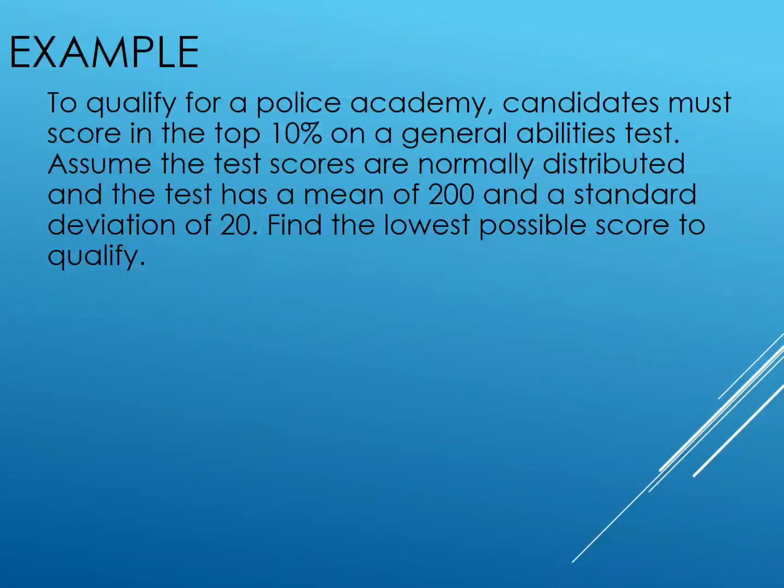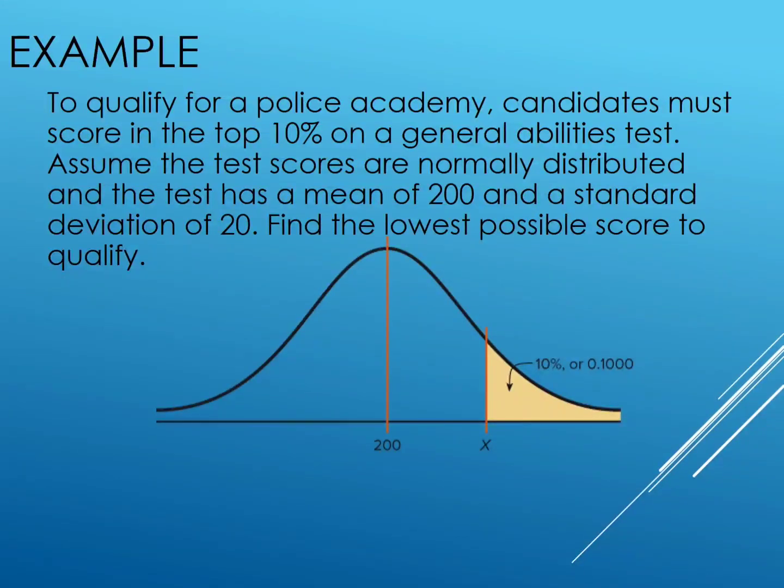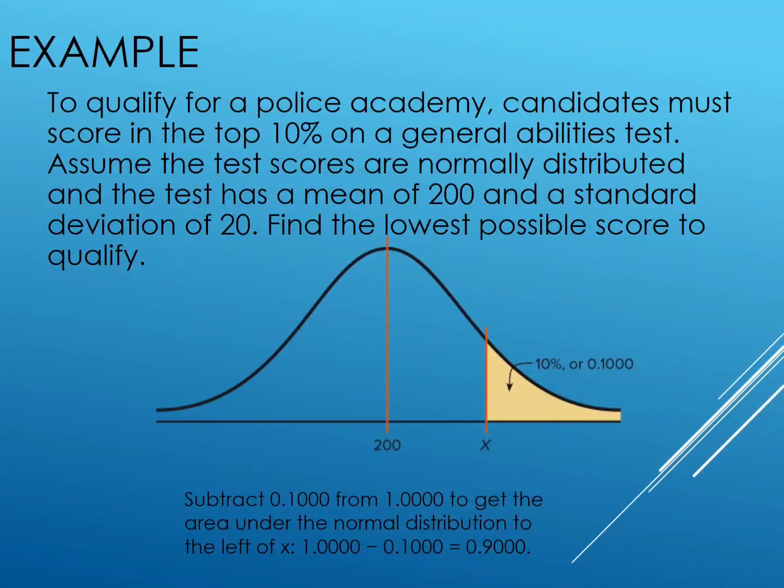I'm given a few pieces of information, however I am not given the z-score. To find x, I would need the z-score, the standard deviation, and the average. Now I am given the top 10%. Top 10% means if you go up, greater than, that would be the right side of my normal distribution. So I'm looking at the top 10%, which is 0.10. However, I subtract 0.1 from 1 to get the area under the normal distribution to the left. That would be 0.90. So the area to the left is 90%, which is 0.90.